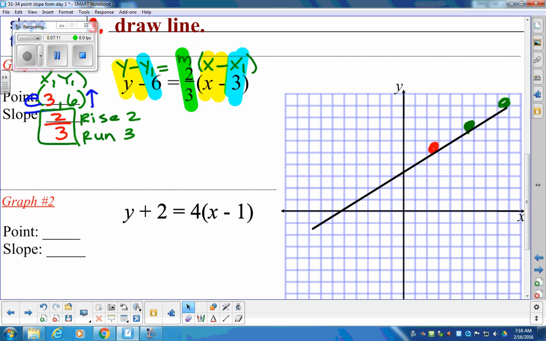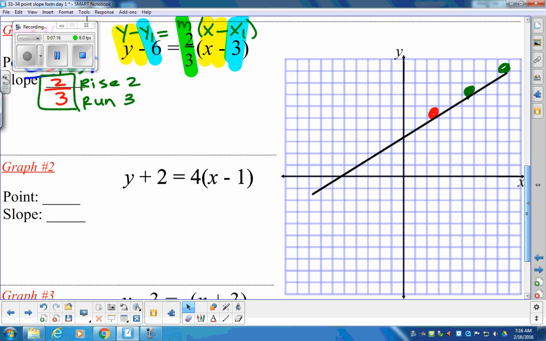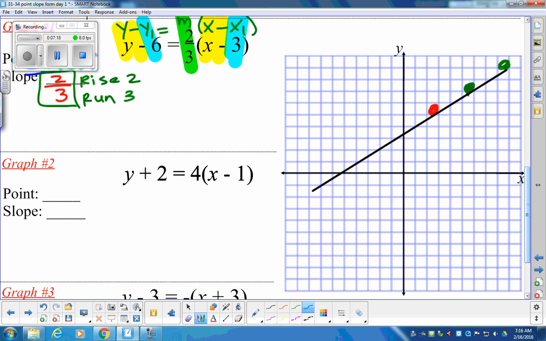All right, guys, so graph number 2. We're talking about point slope number 2. This problem, we're going to have to adjust. You'll see what happens. We write the equation above it. We have y minus y1 equals the slope m multiplied by x minus x1. Go ahead and write that formula.